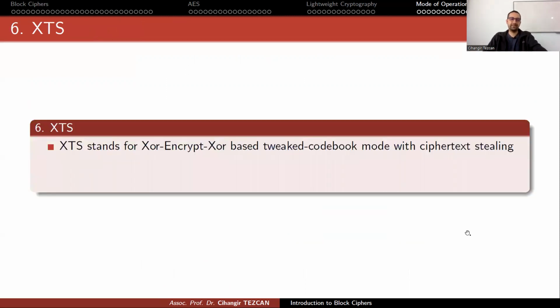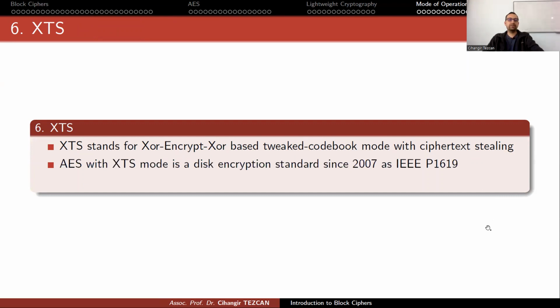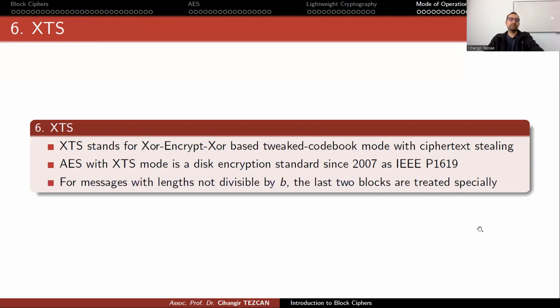Okay, the final one is XTS. This stands for XOR-Encrypt-XOR based tweaked codebook mode with ciphertext stealing. Okay, a nice way of shortening this whole thing. AES with XTS mode is a disk encryption standard since 2007 as the IEEE version, P1619. For messages with lengths not divisible by B, the last two blocks are treated specially.